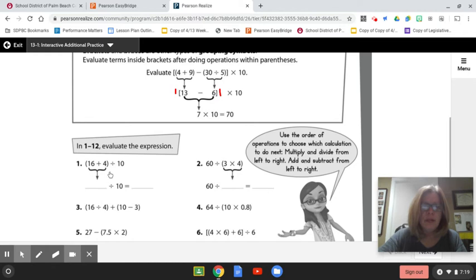So we'll come over here, okay? Do what's in the brackets first. 16 plus 4 is 20. Then you have the 10 left. 20 divided by 10, 2.